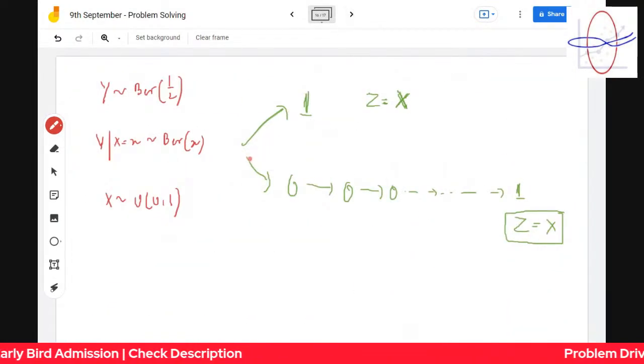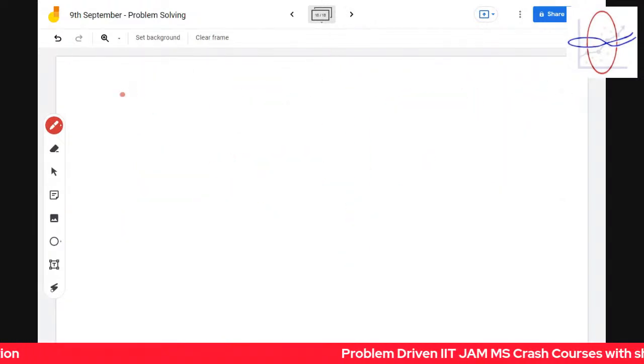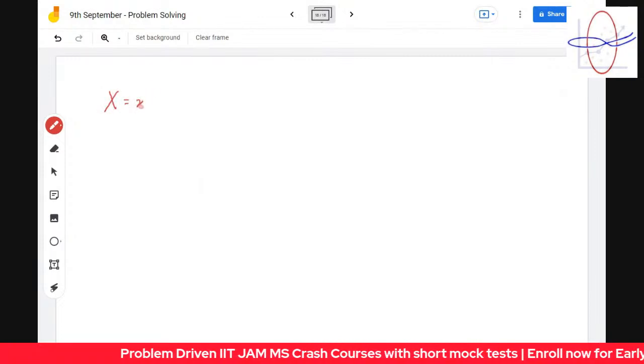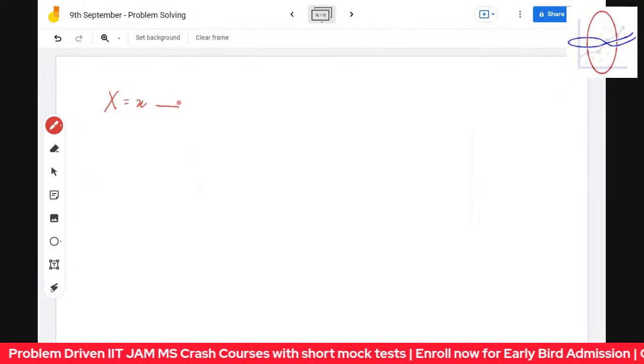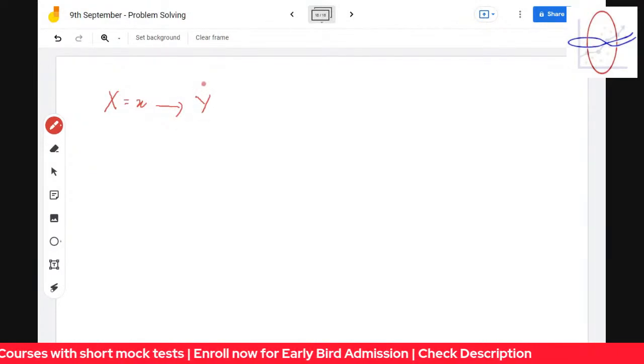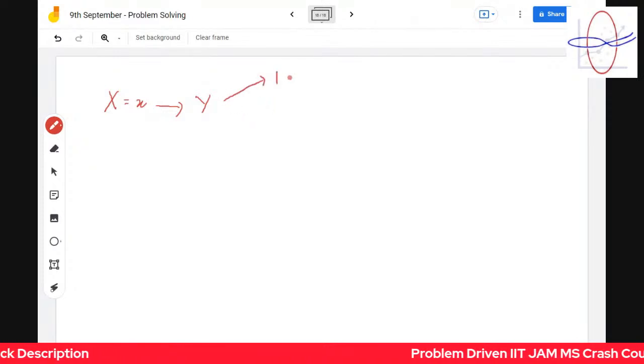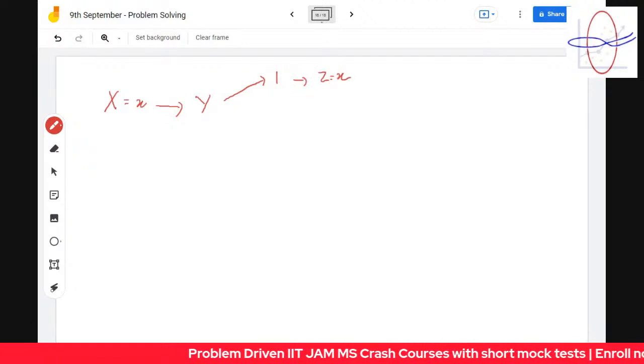This is not starting afresh. This is like what is happening again. Understand this very carefully. We first toss x. We realize that x gives x value. Then we toss y. If we get 1, we get z is equal to x. So understand this very carefully.